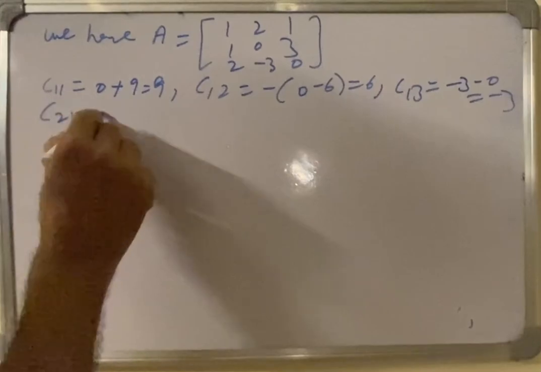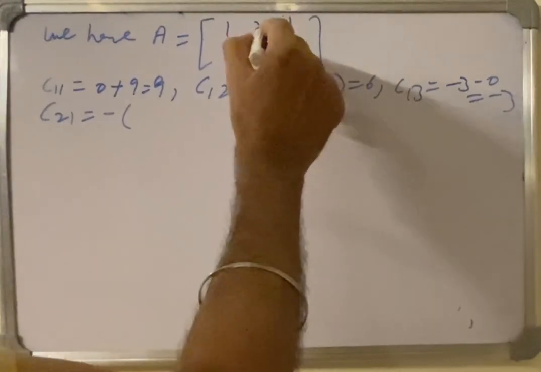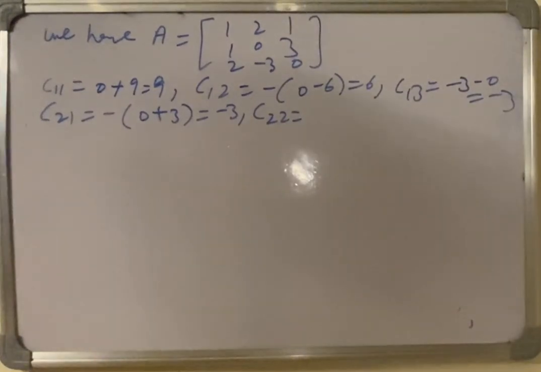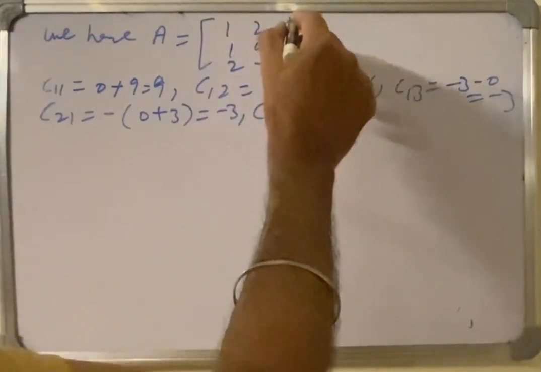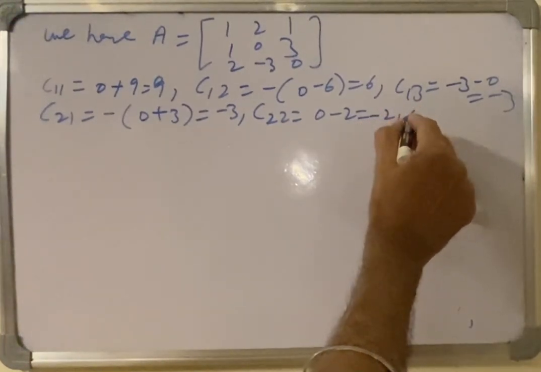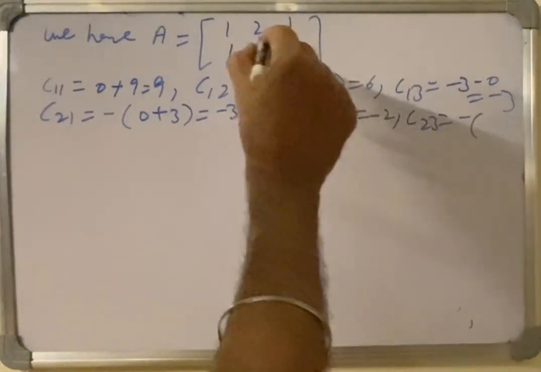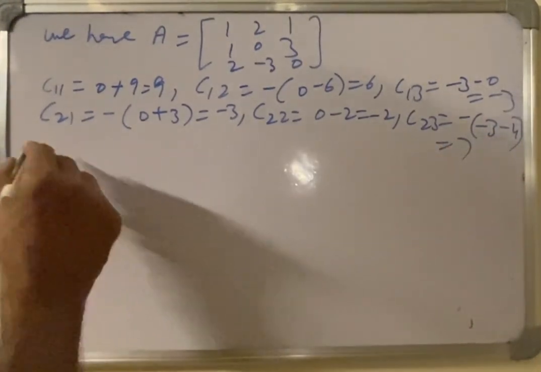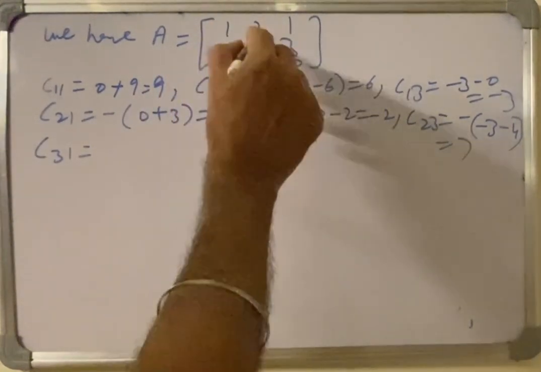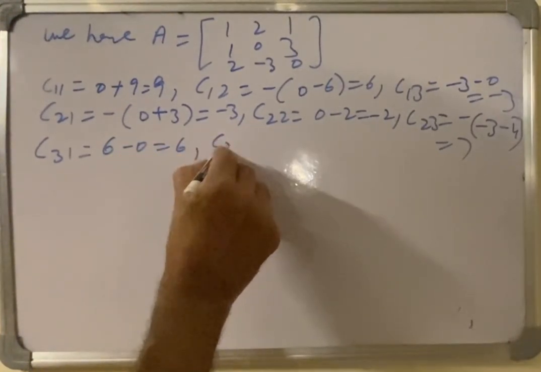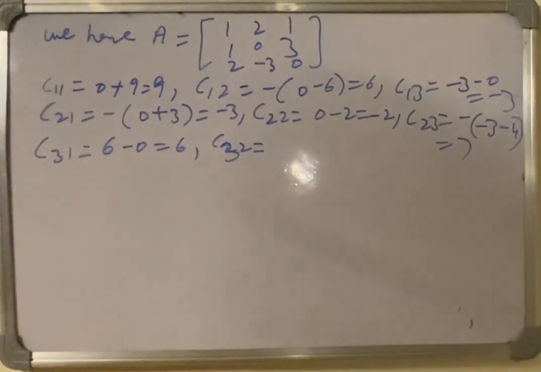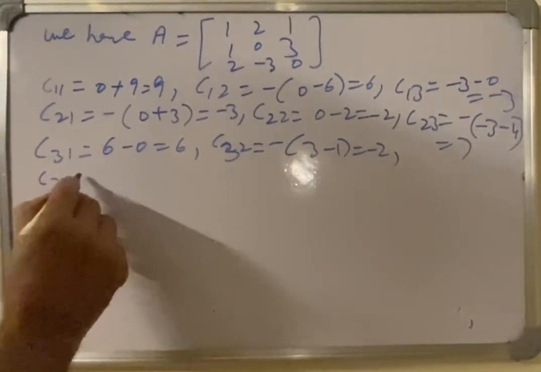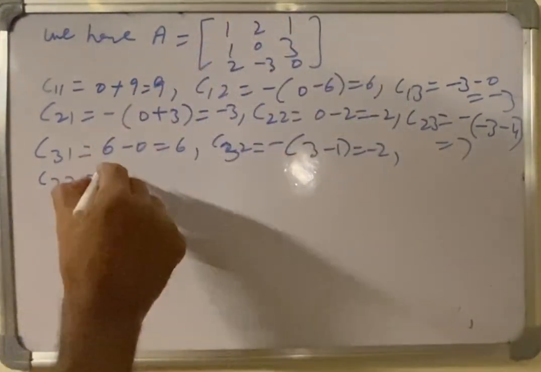Then C21 is equal to minus, first element of second row. It is 0 plus 3 is minus 3. C22, second element of second row cofactor, is 0 minus 2, it is minus 2. Then C23 is equal to minus, third element of second row. It is minus of minus 3 minus 4, it is 7. Then C31, first element of third row, its cofactor is 6 minus 0, 6. C32, second element of third row, its cofactor is minus of 3 minus 1, that is minus 2. Then C33, cofactor of third element of third row, is 0 minus 2, it is minus 2.